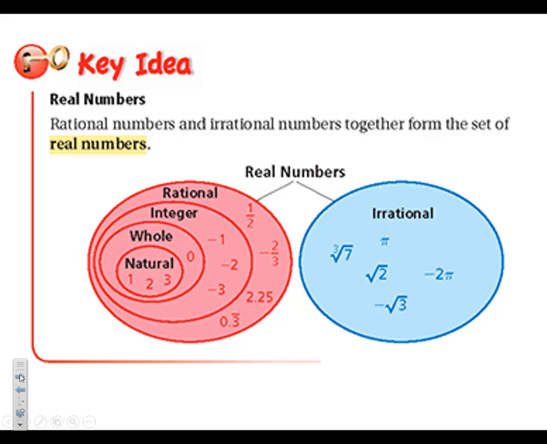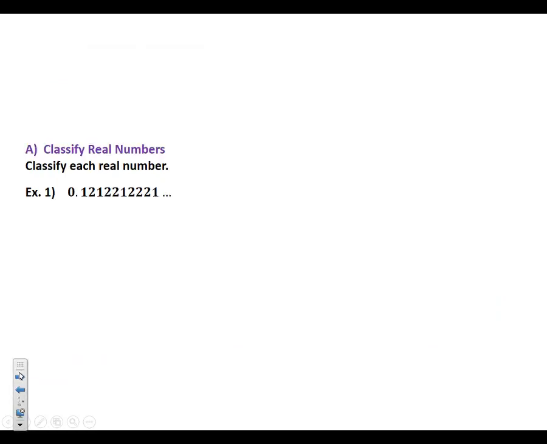Ladies and gentlemen, the first part of what we're going to do today is say, okay, let's identify these numbers from the real number system as either rational or irrational by classifying them. And of course, if they are whole numbers or counting numbers or integers, we're going to identify all of that. So we're going to classify each real number. We know they're real, so we don't have to go any further than that.